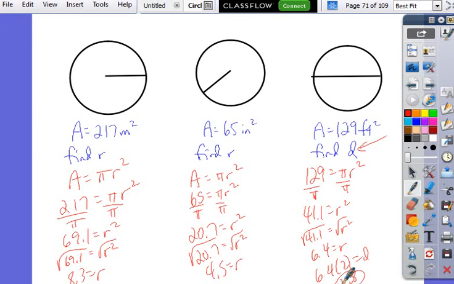We shouldn't have any trouble finding area or finding radius based off of area.